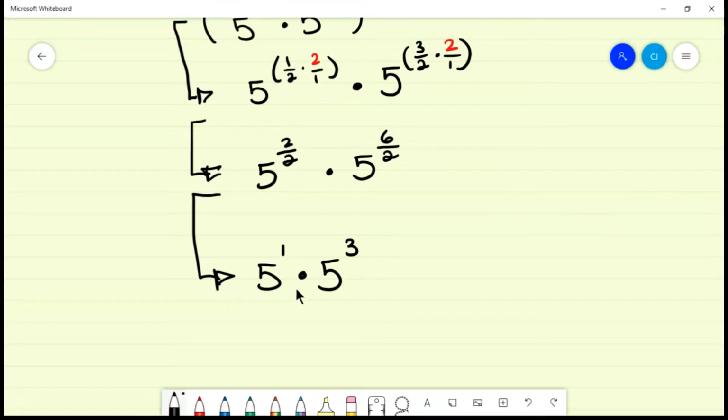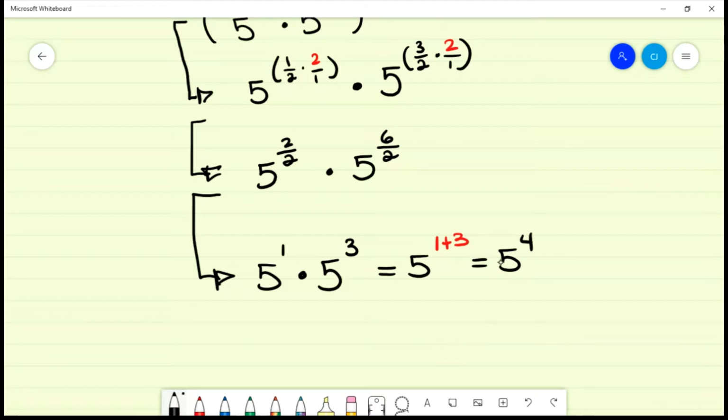Now, once we get to this step, we can actually then apply another property, which is called the product of powers, which states that whenever you have the same base, in this case they're both 5s, and your bases have powers, you're just going to add those powers. And so I'm going to show you that on this side. I'm going to say this is 5 to the 1st power times 5 to the 3rd power equals 5 to the 1 plus 3 power, which is going to give you 5 to the 4th power.